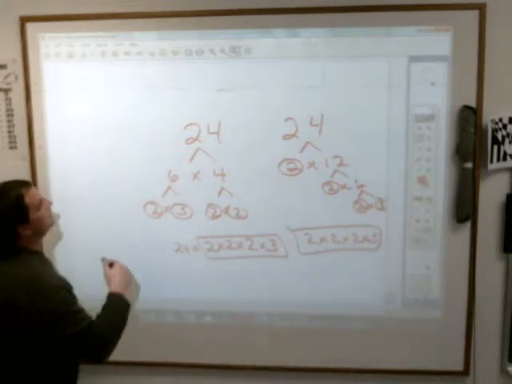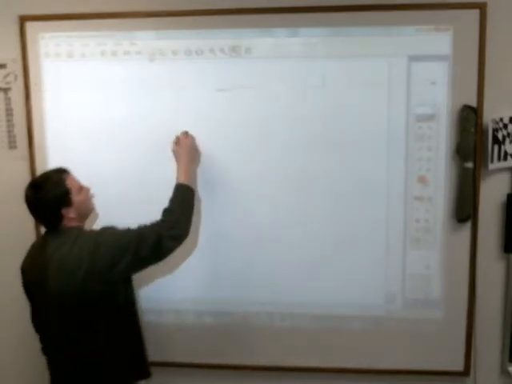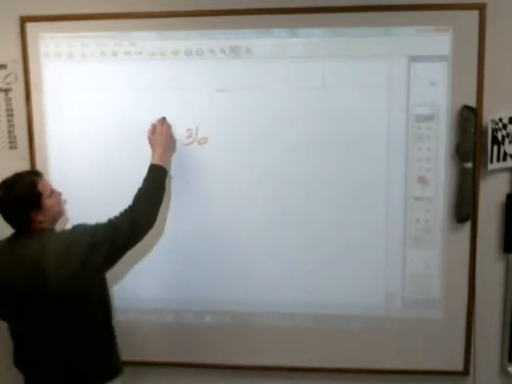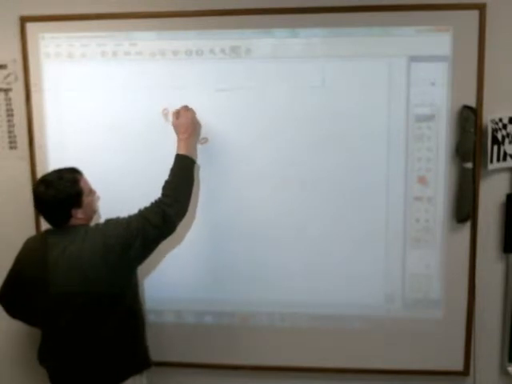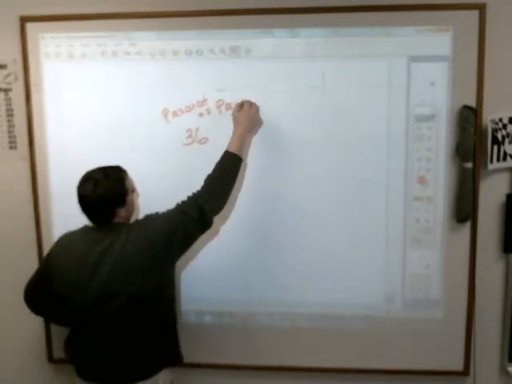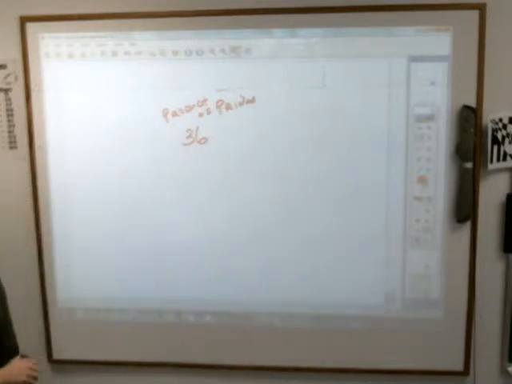Let me give you one to try. What about 36? Find the product of primes of 36.